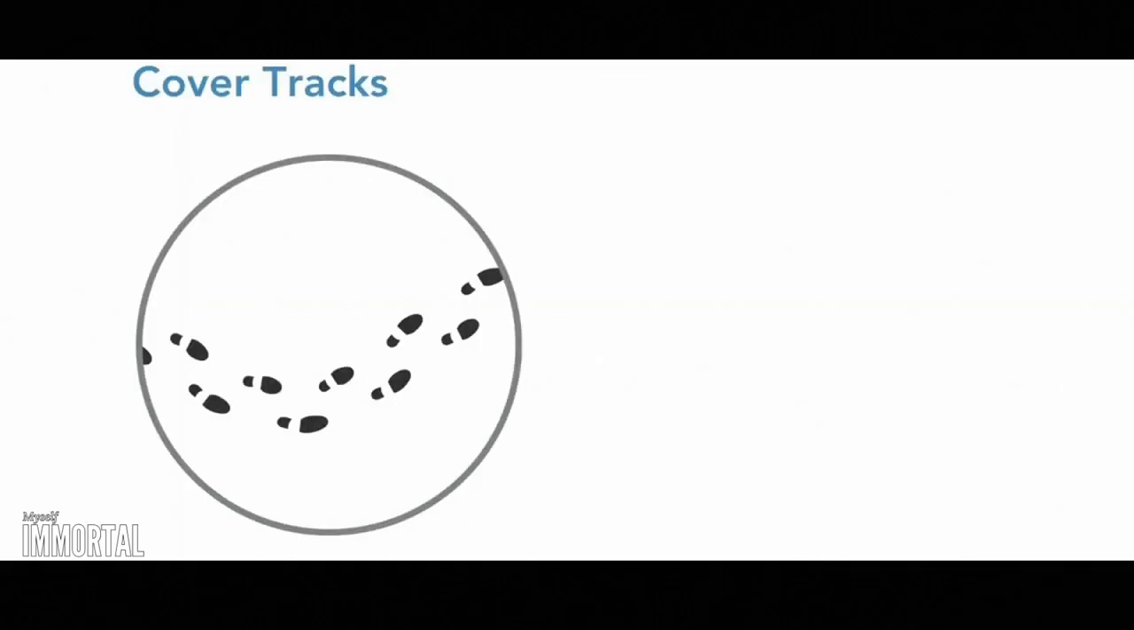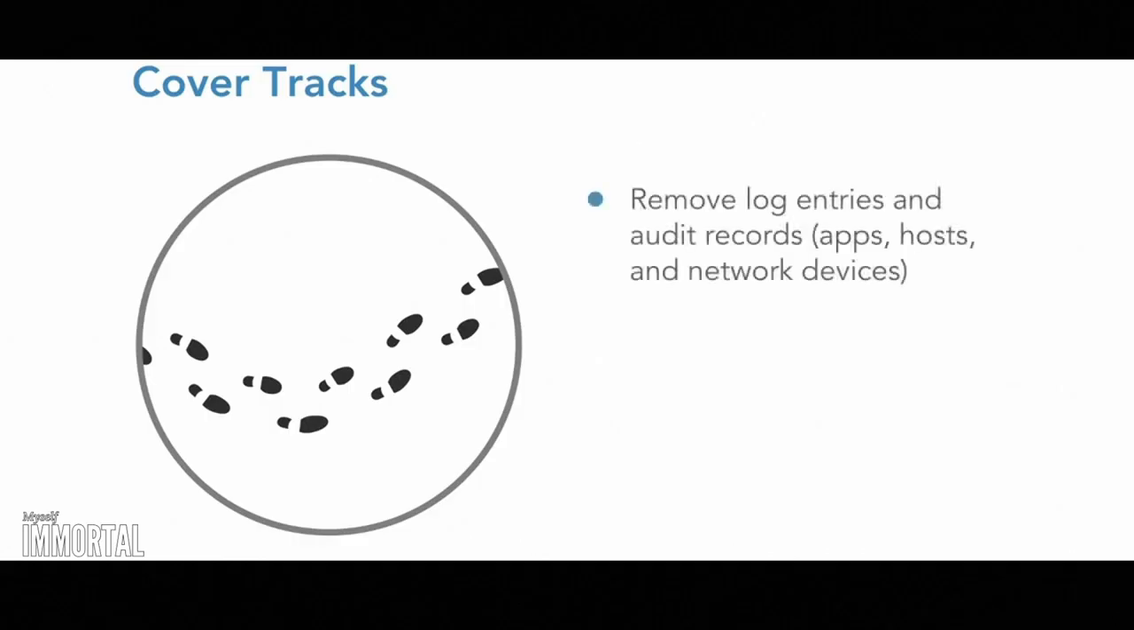The last phase of ethical hacking is covering tracks. Attackers want to make sure they don't get caught and that their activities remain unknown. And so this means removing log entries and audit records from individual apps and hosts and even specific network devices like firewalls, routers, VPN appliances, that type of thing. So from the security analyst perspective, you should always be looking for missing time frames in logs that could indicate that that part of the log was wiped by an attacker to cover their tracks.